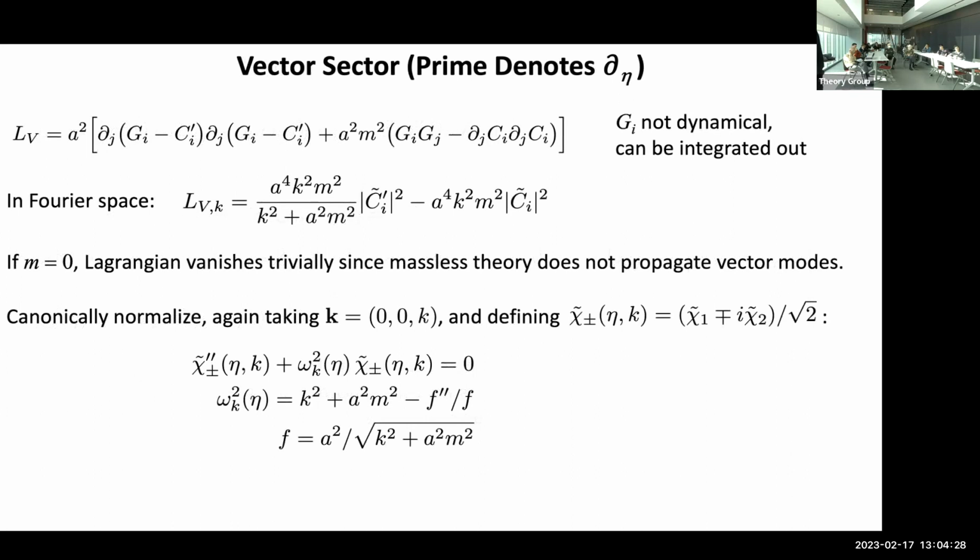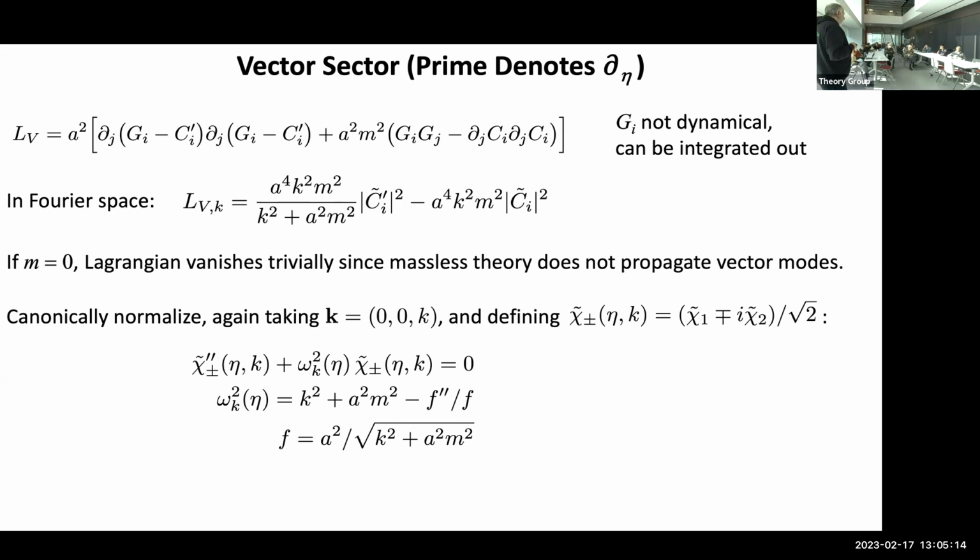So this would be the Lagrangian for the vector sector. And you can see that G is not dynamical. There's no second derivative, there's no derivative squared of G. So that can be removed. And then in Fourier space, after removing the non-dynamical degree of freedom G, this is the Lagrangian. Again, it's interesting to take the massless limit of this. The kinetic term here is proportional to the mass, and this term is also proportional to the mass. So if the mass vanishes, the Lagrangian trivially vanishes.